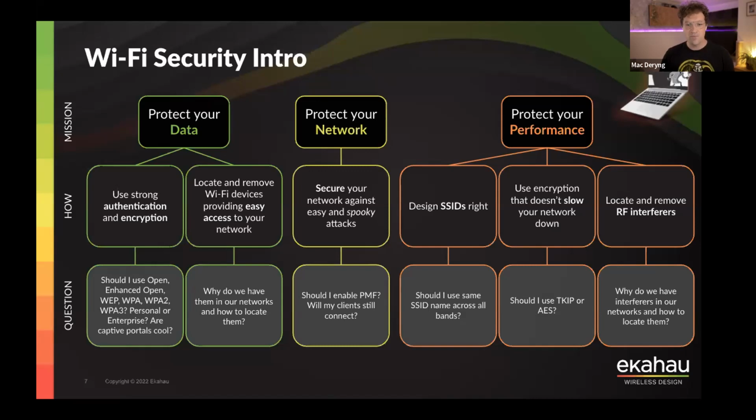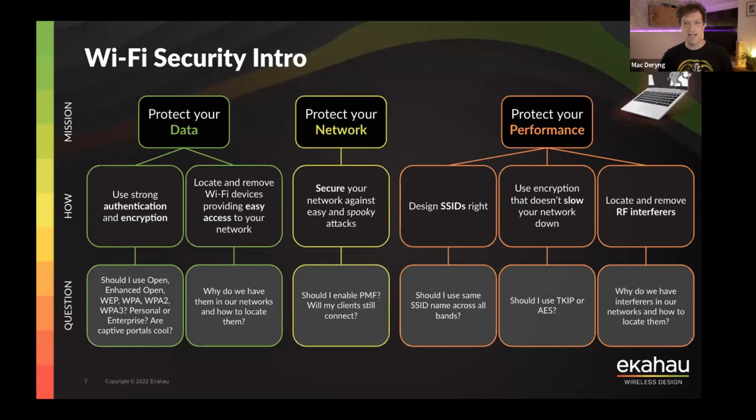So first of all, to protect our data, we want to use strong authentication and encryption. And for those of you who don't see a big difference between authentication and encryption, authentication is like a gateway to your network. You have to be authenticated to connect to the Wi-Fi network. And then after you are authenticated, you will have to encrypt your traffic, possibly, if you are using a security method that requires encryption, that is.